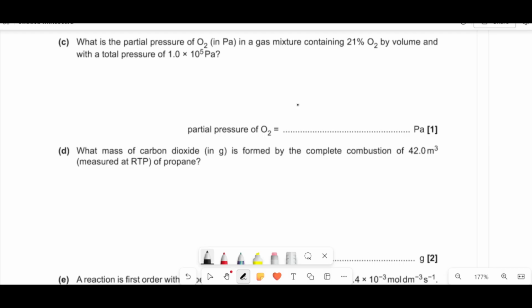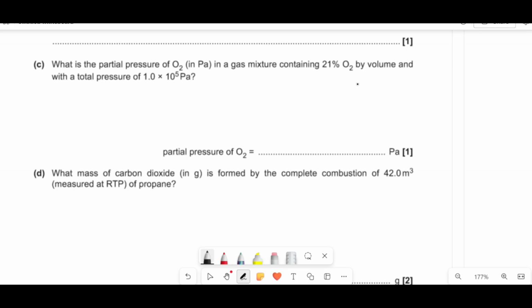Now it says, what's the partial pressure of oxygen in a gas mixture containing this much oxygen by volume and a total pressure of this? So partial pressure equals mole fraction times the total pressure, right? If they've told you that there's 21% oxygen by volume, then the mole fraction, remember, is the moles of the gas over total. So the mole fraction is also going to be 21%, so 0.21.